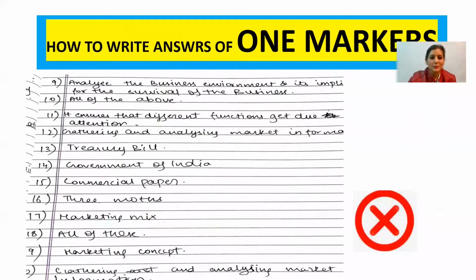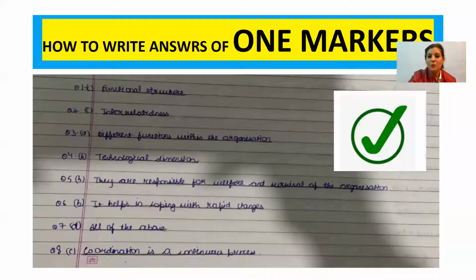Now, some samples for you. Is this the way to write 1 markers correct or not? How many of you are saying yes, it is correct? If these are MCQs, options should be on your answer sheet. But this student has not given options. You must try to write options. This is the compulsion for you if you are writing answers, especially for MCQs.